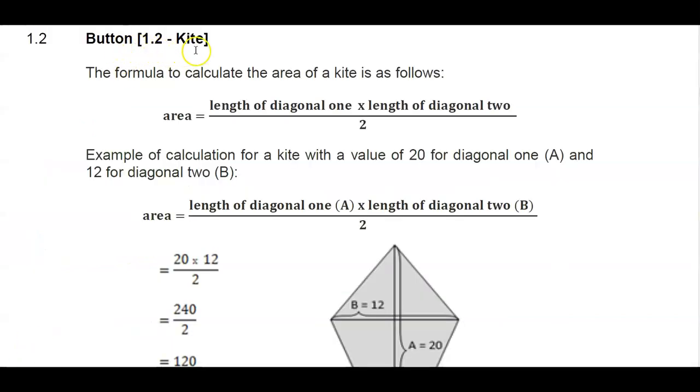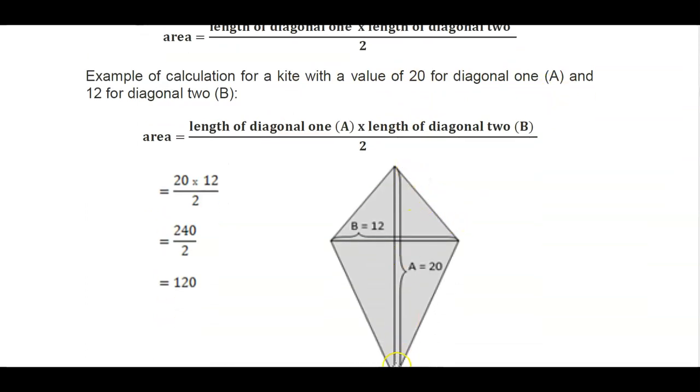In button 1.2 for the kite, we are given this formula here. We're often given formulas in an exam to apply using Delphi code. And there's also an example of what everything means. So diagonal 1, which is labeled A there, is the longer one and B is the shorter one, with an example of how it would be calculated using maths.